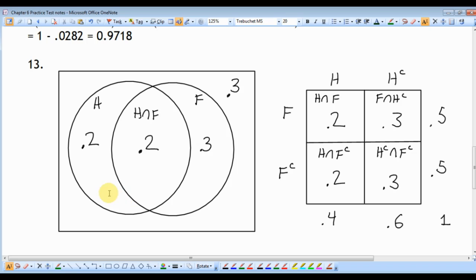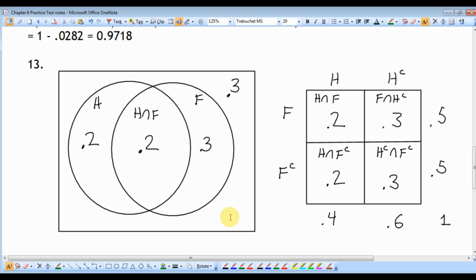So if we know Harvard is at 40%, the probability of Harvard and not Florida is 0.2. The probability of Florida and not Harvard is 0.3. And if we take a look, we have created 4 disjoint regions: number 1, number 2, number 3, and then the outside is number 4. So the probability of not being admitted into either college is 0.3.